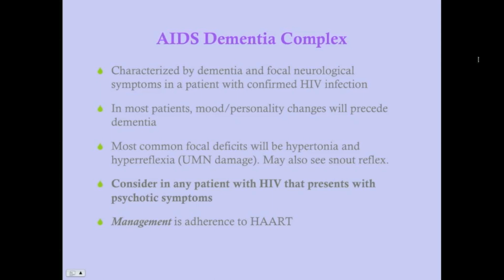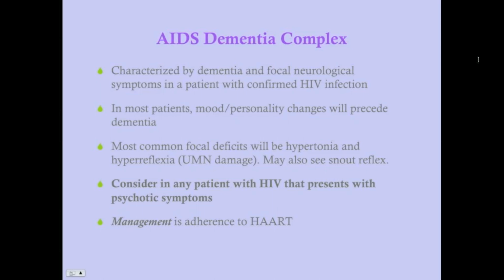So in patients with AIDS dementia complex, you're going to see dementia and focal neurologic symptoms. Now, what should be the first thing you think of when you see a patient with dementia and focal neurologic symptoms? It should be that this patient has vascular dementia. But in a patient with a confirmed HIV infection, you're going to want to rule out AIDS dementia complex. And unlike in vascular dementia, in most patients with AIDS dementia complex, they're going to have mood and personality changes that precede the dementia.